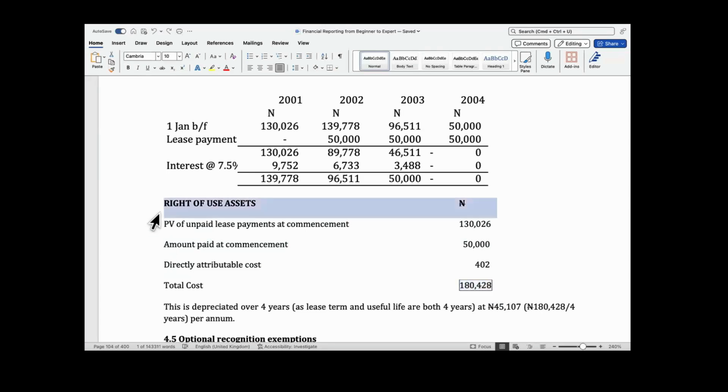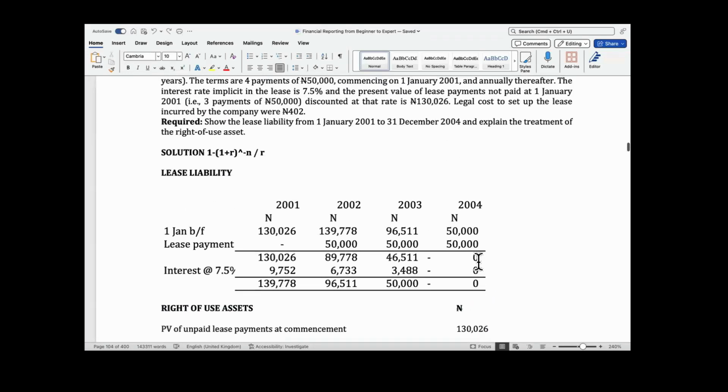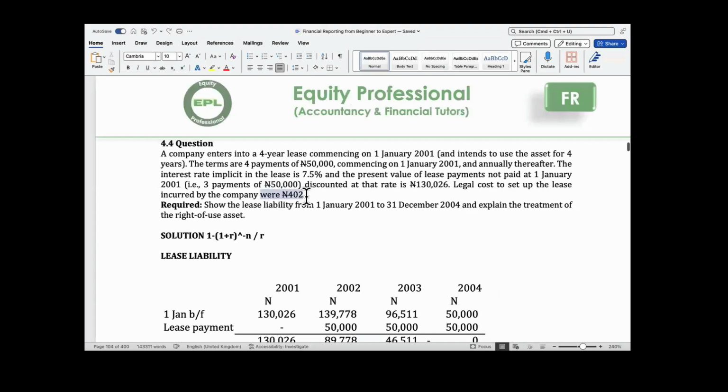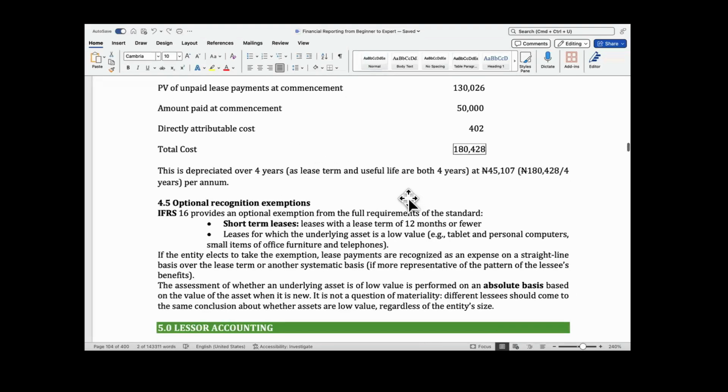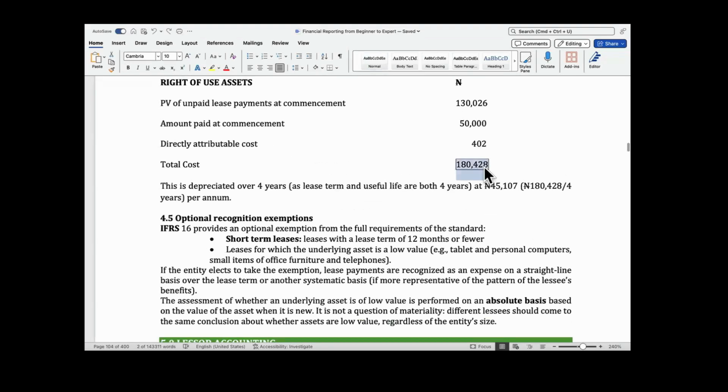So you need to take note of this, how to calculate cost of right of use. This is complete: the PV of unpaid lease rentals, amount paid at the commencement date, directly attributable cost. In this case, it was this legal cost of 402. When you add all together, you get this. Then you can depreciate that cost over the lease term. So when you do 180,428 over 4, you get this.